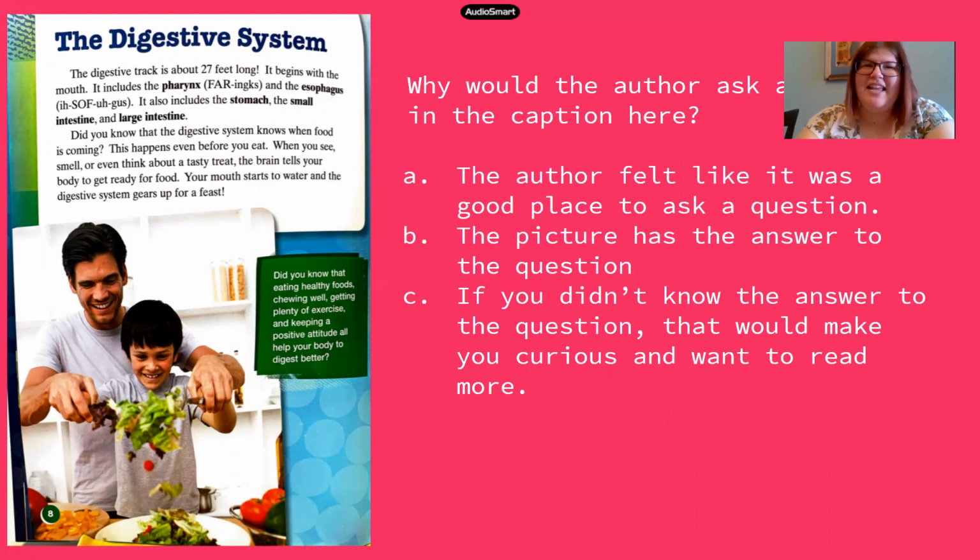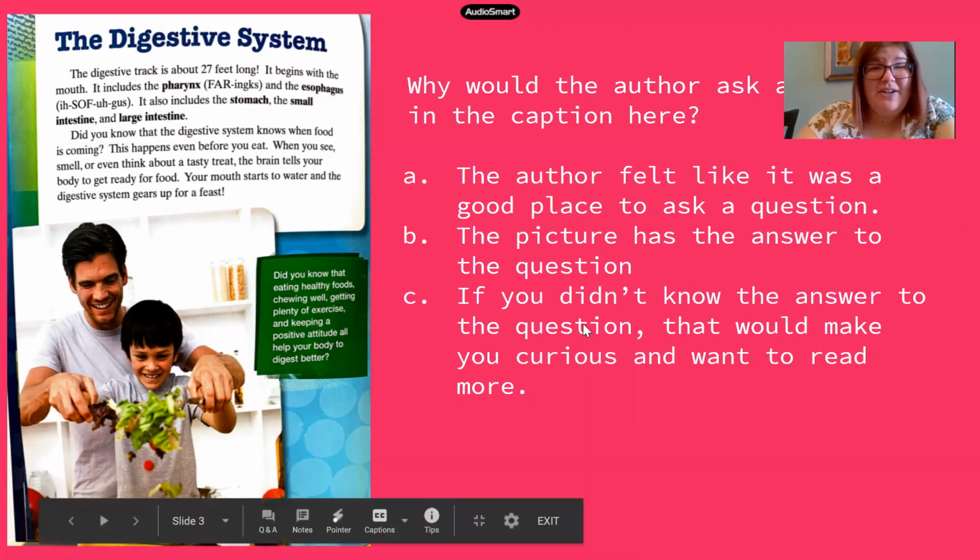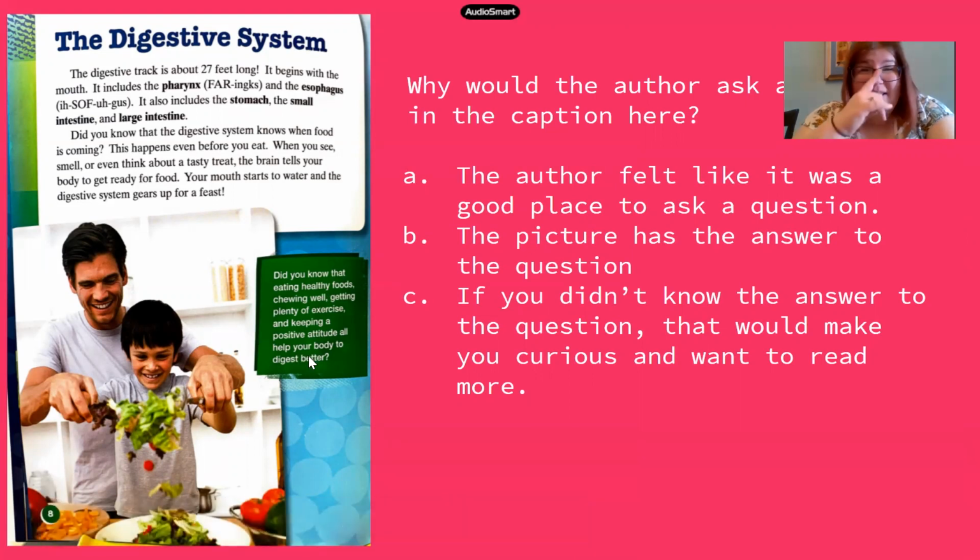If you said C, say, good job, me. All right, it is C because if you didn't know the answer to this question, that would make you more curious and want to read on. Remember, good readers ask themselves questions and read to find the answers.